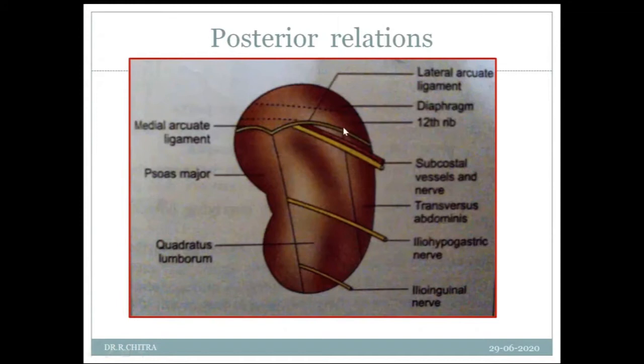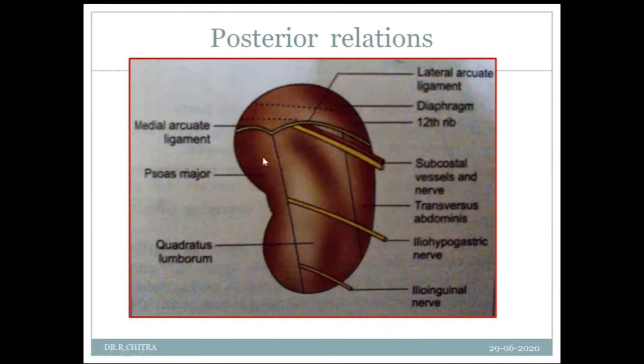Upper part is related to the diaphragm, that is the medial arcuate ligament and lateral arcuate ligaments. So the upper part is related to that, and also to the 11th and 12th ribs on the left side, 12th rib only on the right side. So in between these ribs and the diaphragm, we have the costodiaphragmatic recess of the pleura. So here it is related to diaphragm, ribs, and in between, the costodiaphragmatic recess.